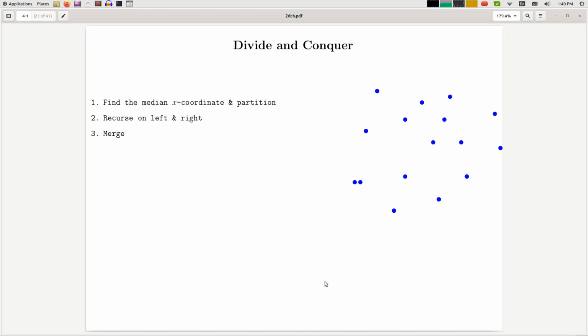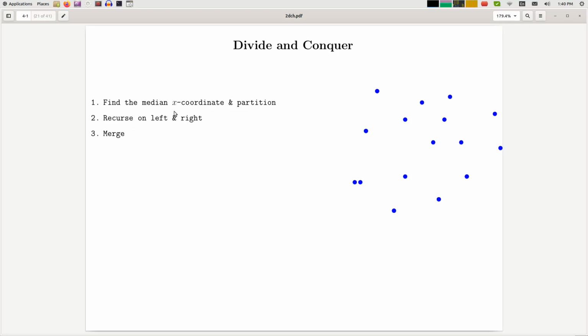Okay. So what is divide and conquer? Divide and conquer is the other paradigm of algorithm design. An example of a divide and conquer algorithm is merge sort, where you partition your input in two, you recurse on the left and the right, and then you merge them. And this algorithm is extremely similar to merge sort, right? At the high level, it's essentially exactly identical.